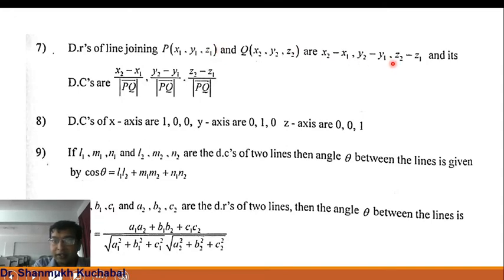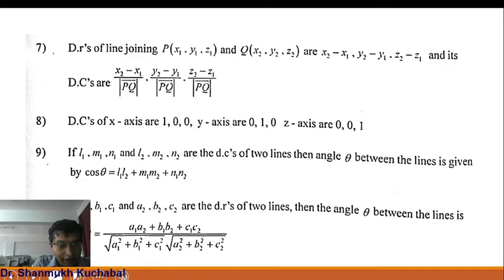So these give the length PQ, and its direction cosines are: first coordinate x2 minus x1 divided by the magnitude of PQ. You know the magnitude of PQ is the square root of (x2 minus x1) whole square plus (y2 minus y1) whole square plus (z2 minus z1) whole square. Similarly we replace it by y2 minus y1 divided by mod PQ, and similarly z2 minus z1 divided by mod PQ.